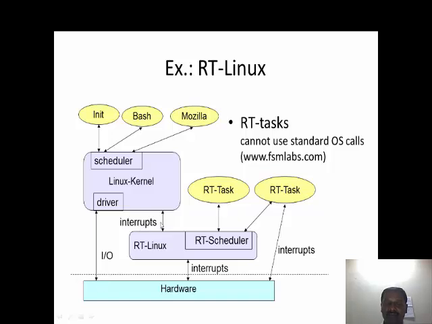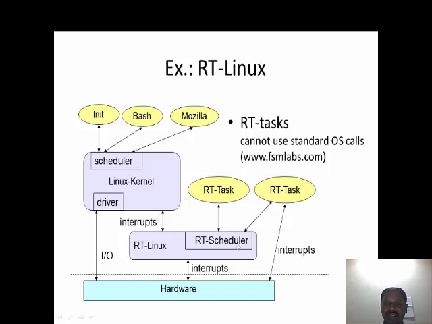Suppose there is an interrupt. This is the Linux kernel version, whereas this one is the RT Linux kernel version. RT Linux has this interrupt capability. It takes the decision of when it has to provide interrupts and in what scenarios. Each of the tasks created here is a real-time task, whereas these are not real-time tasks. Each task executed here is managed by the RT scheduler itself.